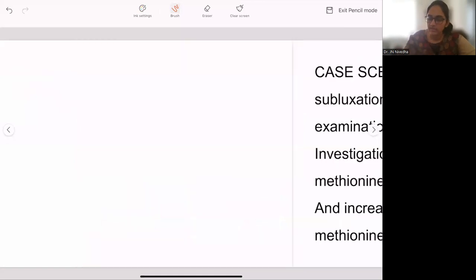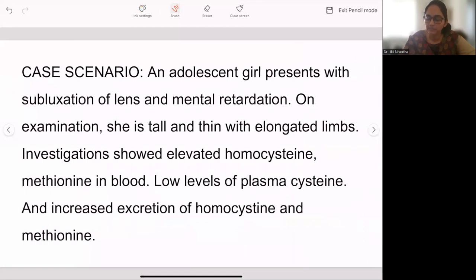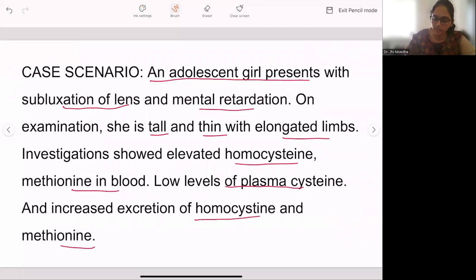So let's now see a case. An adolescent girl presents with subluxation of lens and mental retardation. On examination, she is tall and thin with elongated limbs. Investigation showed elevated homocysteine and methionine in the blood, and low levels of plasma cysteine and increased excretion of homocysteine and methionine in urine.